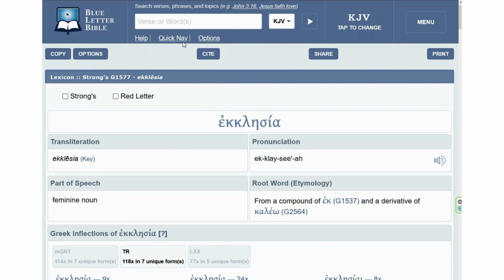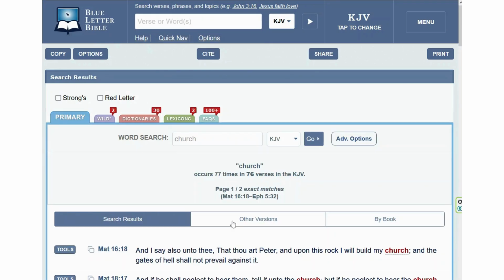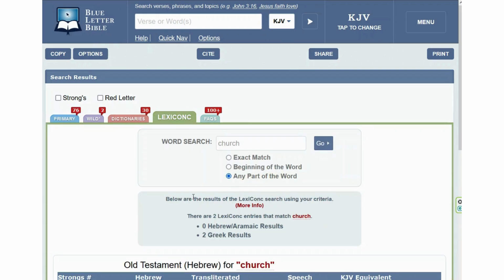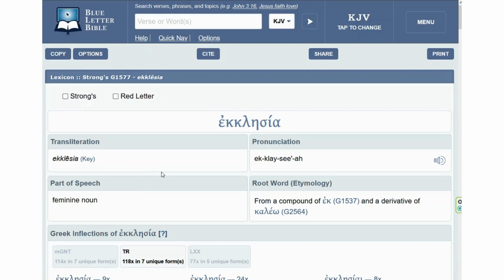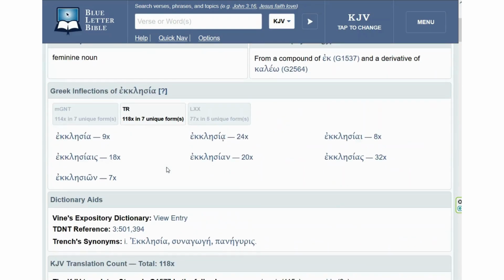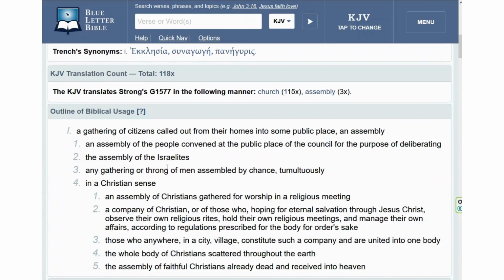We're going to go back into Blue Letter, pull up church. Oh, I didn't need to go through the step, but you understand. Go through these steps again. Here it is down here. I was on the screen I needed to be on. Sorry, folks. I'm new at having to film myself doing things like this.